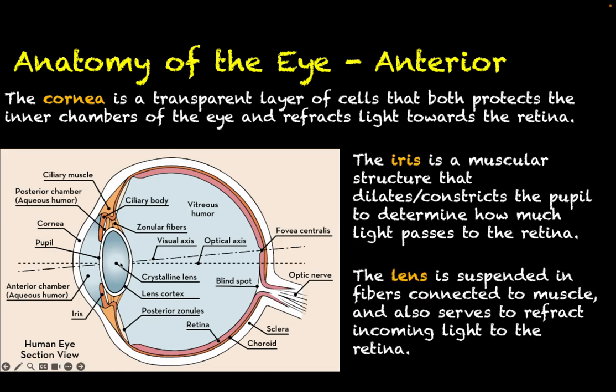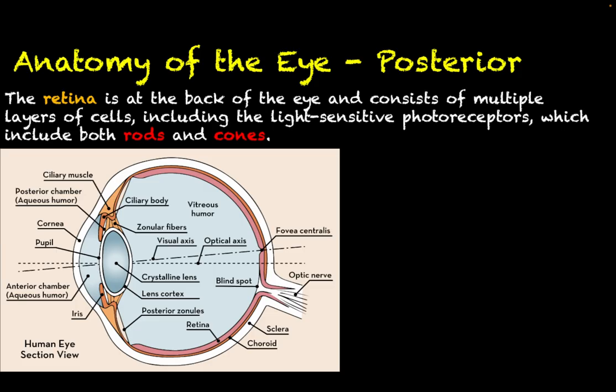The lens, which you can see right here, is just as it sounds. It's basically a big globular, clear, refractive body that is suspended in these little zonular fibers here, and it is connected to muscle. And what we will see later is that not only does the lens refract and focus light that is entering into the eyeball, it can actually be changed through the muscular contractions of these ciliary muscles, which can mold and shape the lens to refract and focus the light of moving or distant or near objects. So that's a process we'll talk about a little bit later.